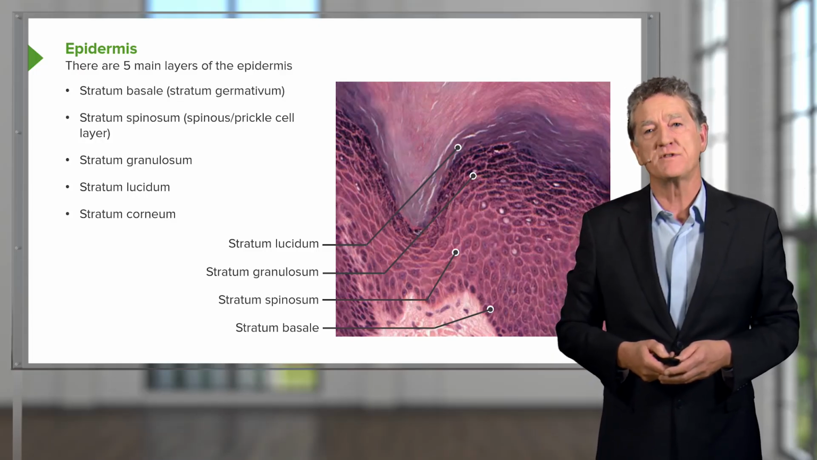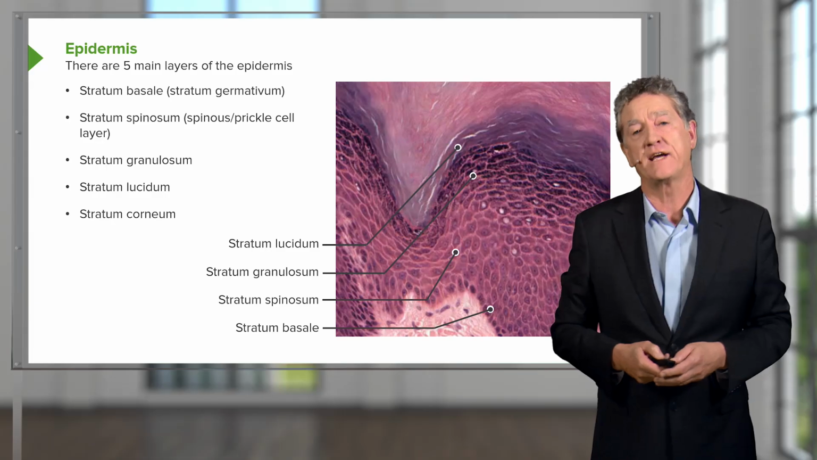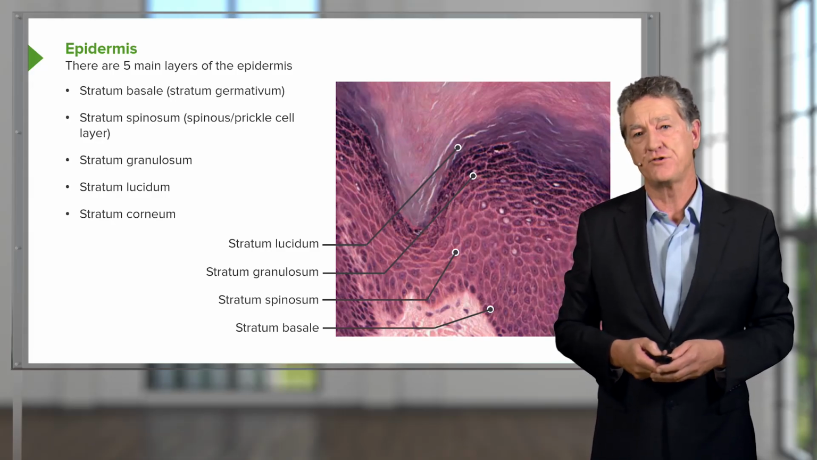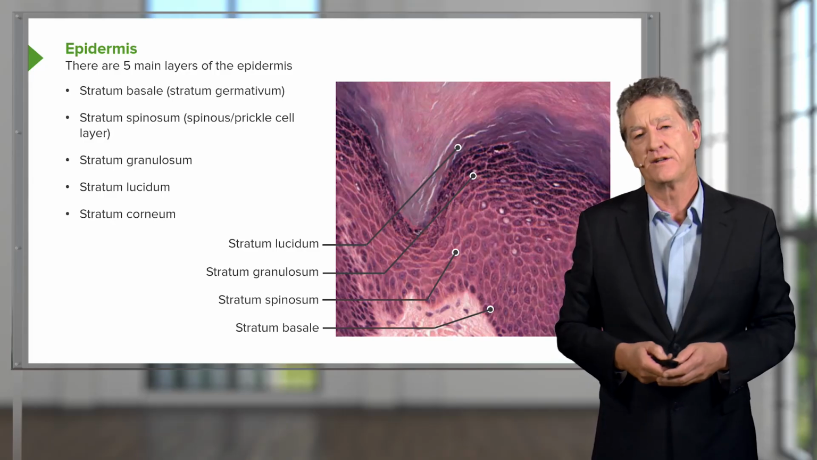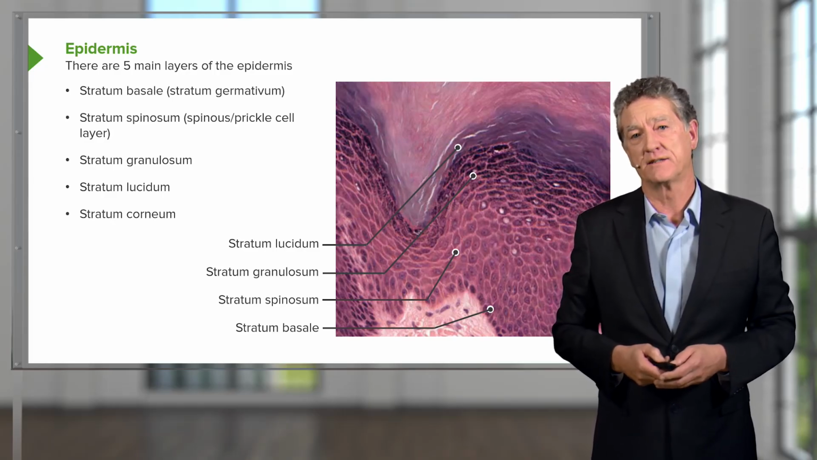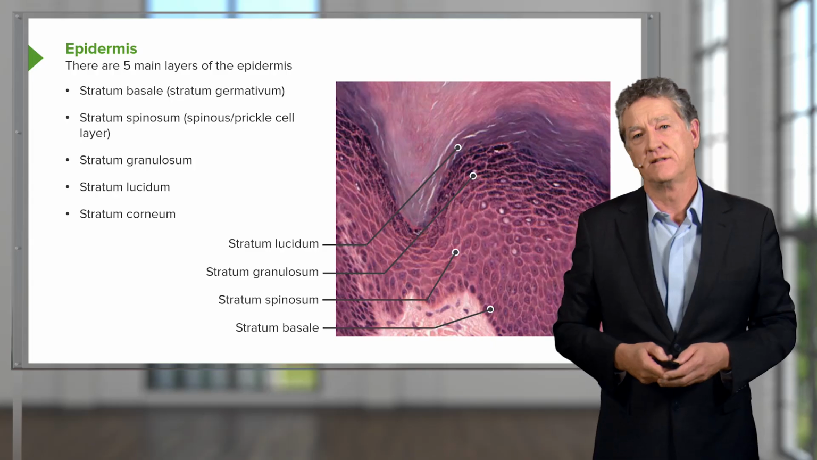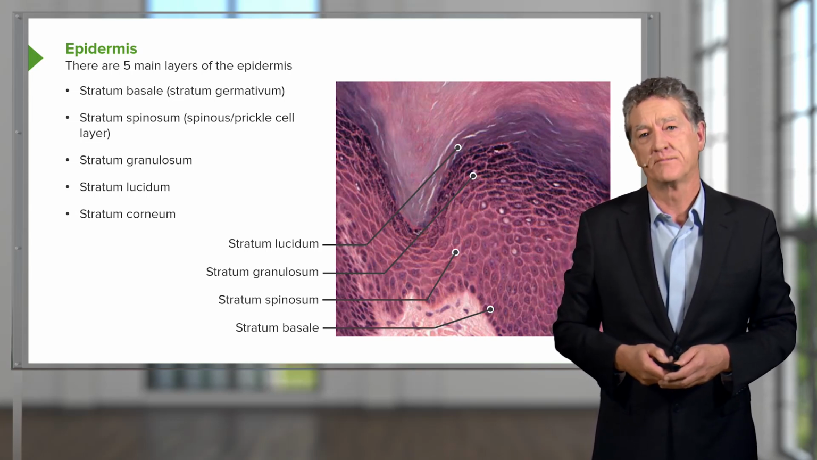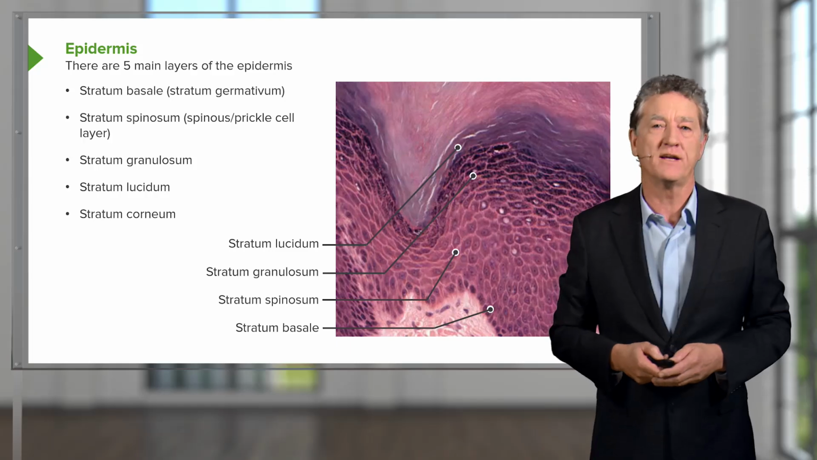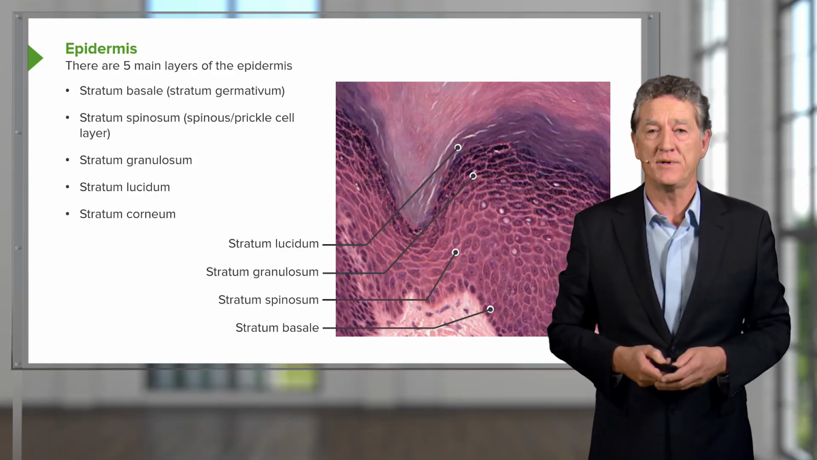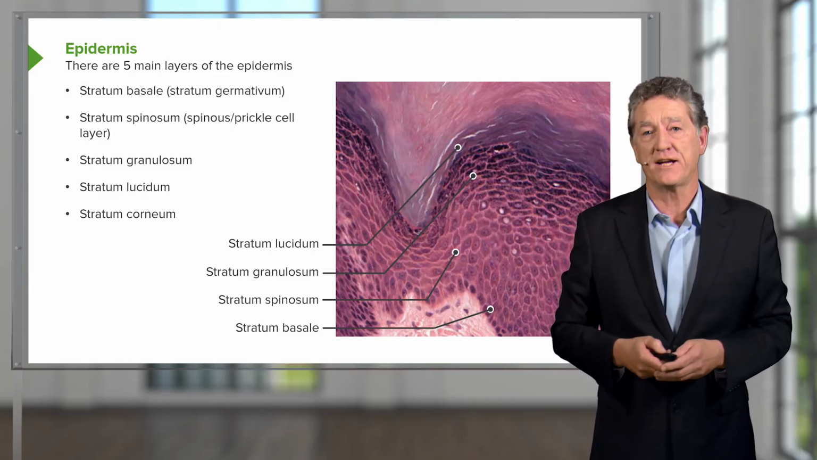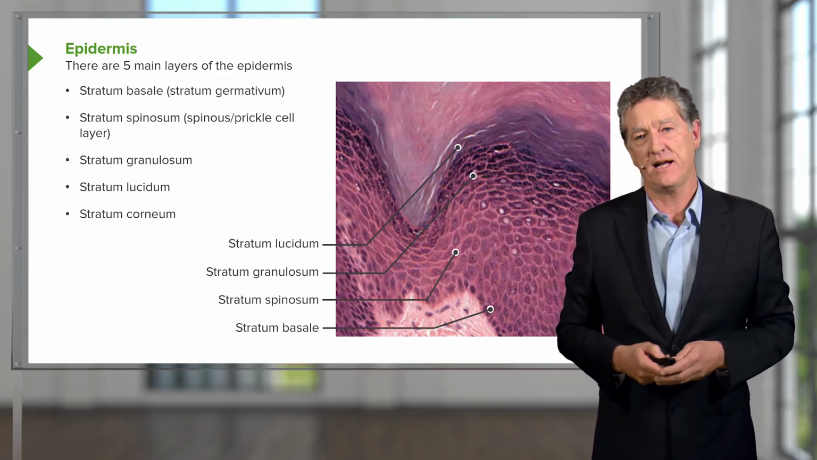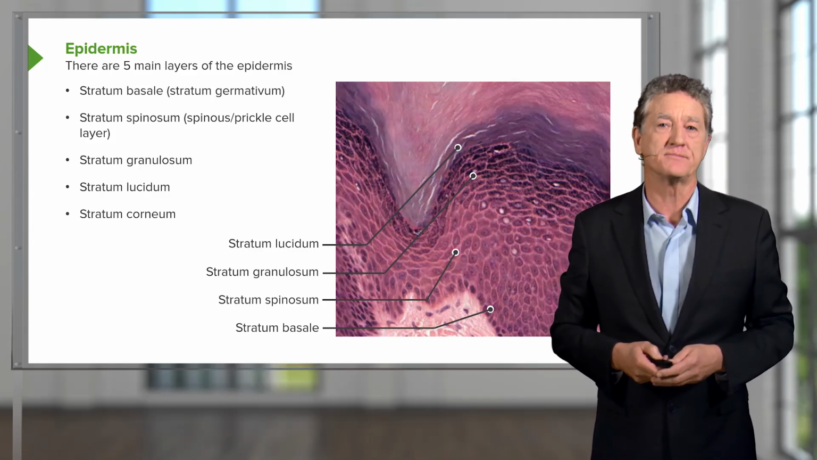Now these squames, or these dead cells full of keratin, also have, during their final development, a very thick cell membrane layer. And on the inside of this membrane is an insoluble protein. And on the outside of the cell membrane is an insoluble lipid layer. And these two layers, the protein and the lipid layer, and the keratin, are our waterproofing component of skin.